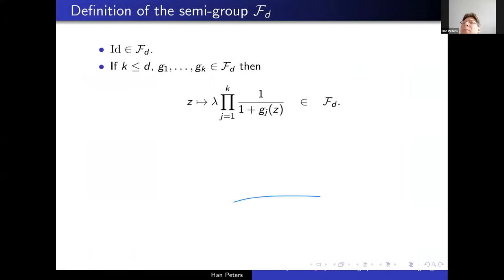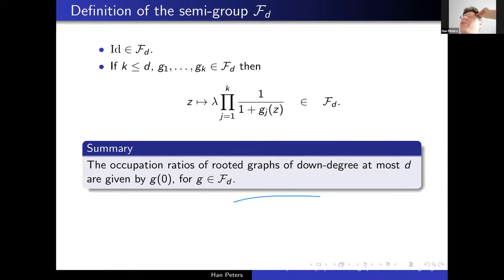So what we get is a semi-group that describes all possible occupation ratios. So first, the identity is in our semi-group. And then if we have some graphs G1 through GK, where K is less than the maximal degree, or the maximal down degree, the maximal number of edges going down in my tree, then I have lambda times this product that I just gave. So we have our semi-group, and the occupation ratios are given by the elements of my semi-group evaluated at zero. So really, the occupation ratios are the critical orbit of my semi-group.